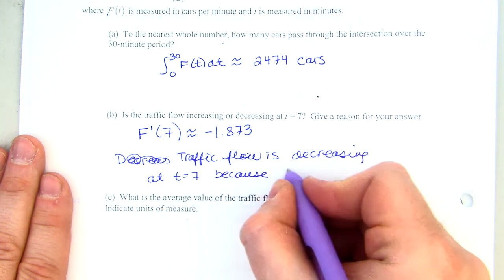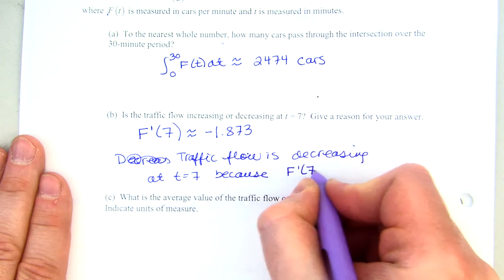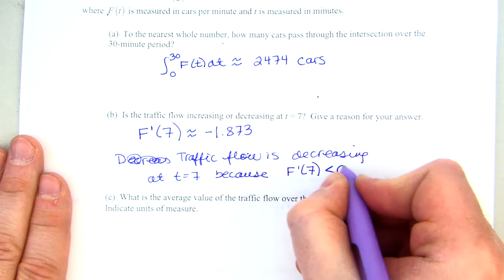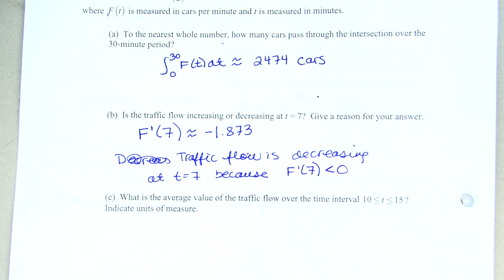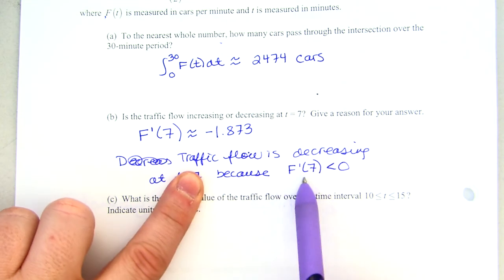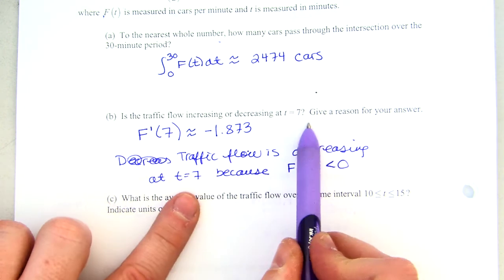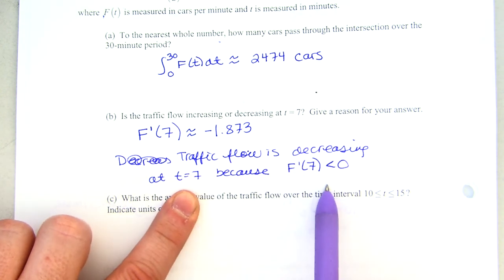F prime of 7, we've got to make sure we include that 7. F prime of 7 is less than 0 or is negative or something like that. I guess that part doesn't matter, but definitely over here you can ignore that because that's included in the question. For the justification, though, you absolutely need that.